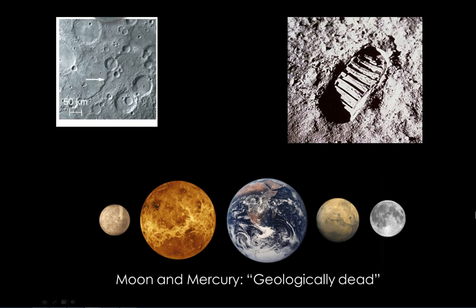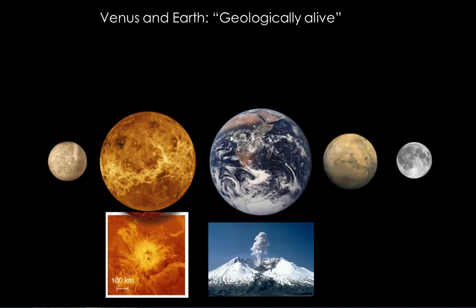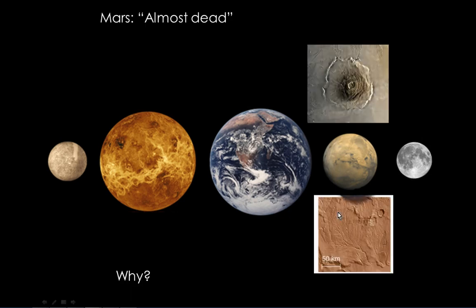Whereas, you put a footprint on the moon and it'll be there for a century. So Moon and Mercury are absolutely geologically dead. You put a little scar on them and it'll remain there for a really long time. Whereas Venus and Earth are very geologically alive, so their surfaces are constantly changing and repaving. If you punch through the crust, what you'll get is magma coming out.